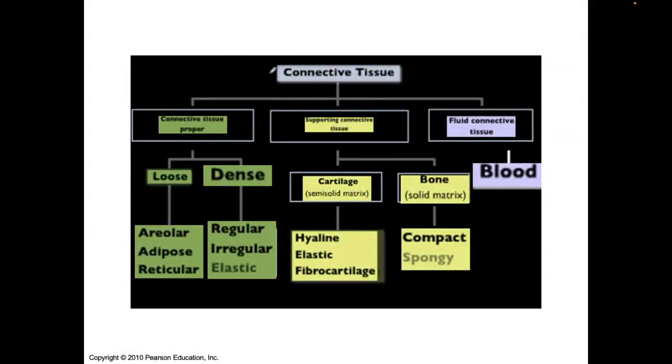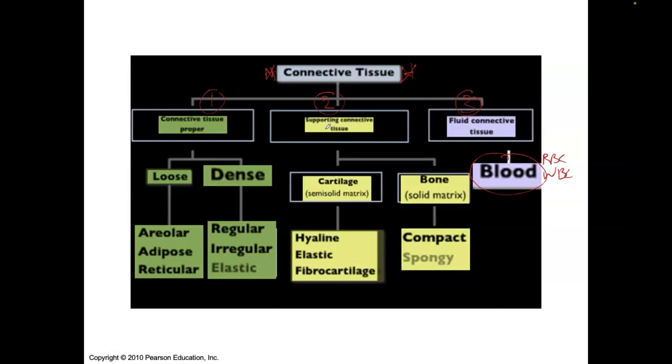So when we look at connective tissue, it's important to know that connective tissue has one, two, three main subcategories. There's connective tissue proper, there's supporting connective tissue, and there's liquid or fluid connective tissue. Now, we spoke about fluid connective tissue. We said that's blood, right? We have our red blood cells, we have white blood cells. That's liquid connective tissue or fluid connective tissue.